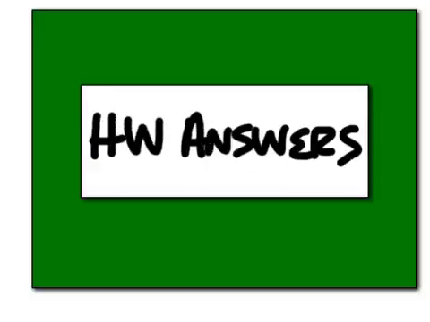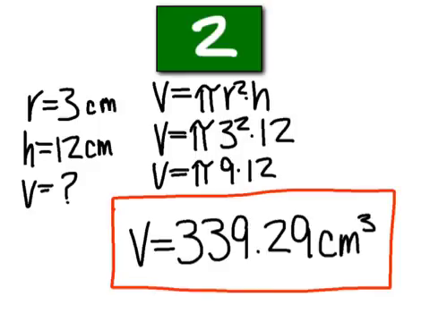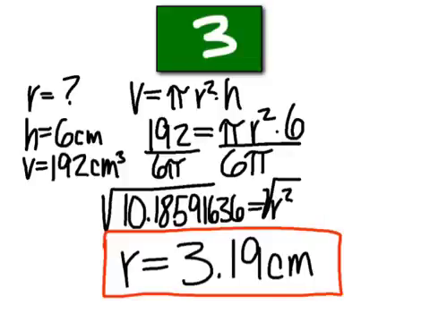Okay, homework check. Take Mr. Skinner. Alright, pay attention to the answers, guys. Come on. Number 1 is 452.39 inches cubed. Number 2 is 339.29 centimeters cubed. And number 3 is 3.19 centimeters.